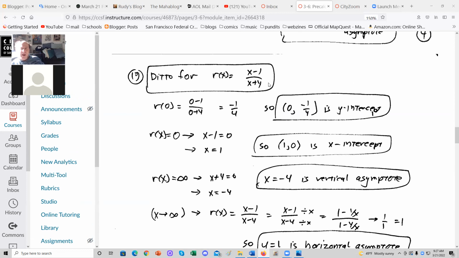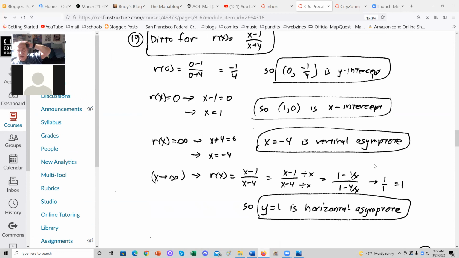That happens when the denominator equals 0: x plus 4 equals 0, or x equals -4. So x equals -4 is the vertical asymptote. It's a straight vertical line which the curve approaches but never touches. And now for the horizontal asymptote, we look at what happens for large x, as x approaches infinity.